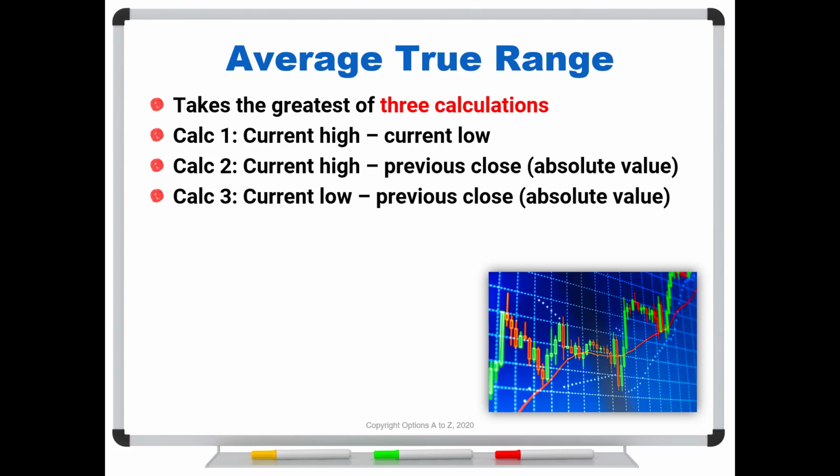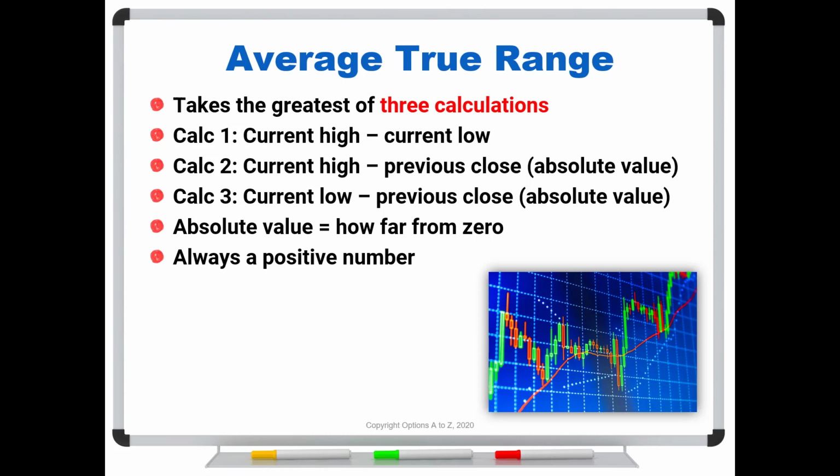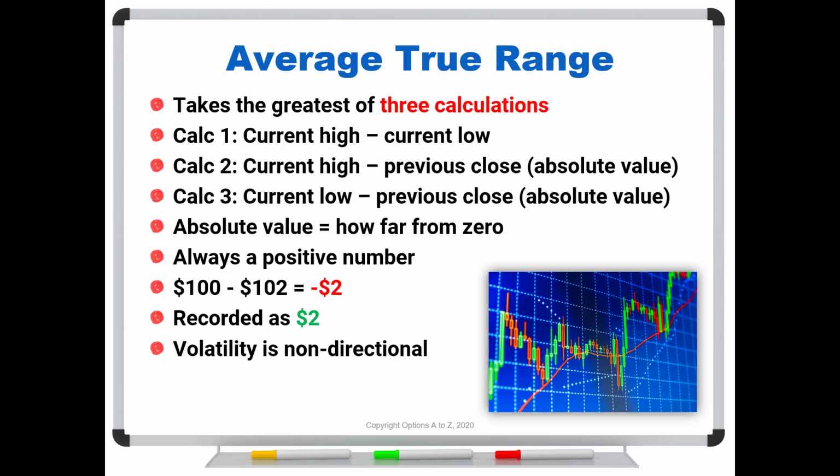That's what's called the absolute value. Again, the absolute value is really just saying how far you are from zero, so it's always a positive number. If in one calculation it turns out to be 100 minus 102, and we jot down minus 2 as one of our numbers, you can't do that. You need to record it as 2. And if you think about it, it makes sense because volatility is non-directional. I don't care if it's up 2 or down 2, it's just a change of 2. That helps explain why we're always looking at the absolute value in that second and third calculation.